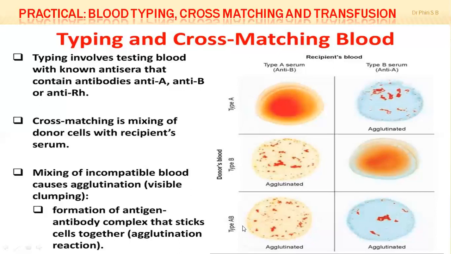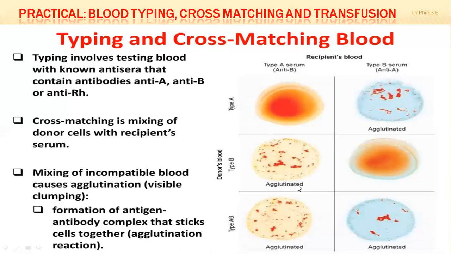The other one here, AB, you'll find that there'll be a reaction. Why? It's because AB has both antigens, antigen A and antigen B. So if you mix with this serum that contains anti-B, the antibody B will react with the antigen B of the AB blood type. So there will be agglutination. If you mix it here again, you'll find that they also have antigen A. So the antibody A will react with the antigen A, and then there'll also be agglutination.